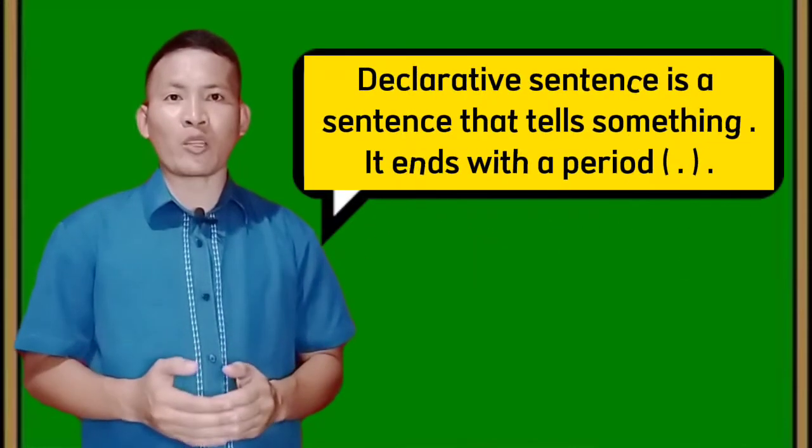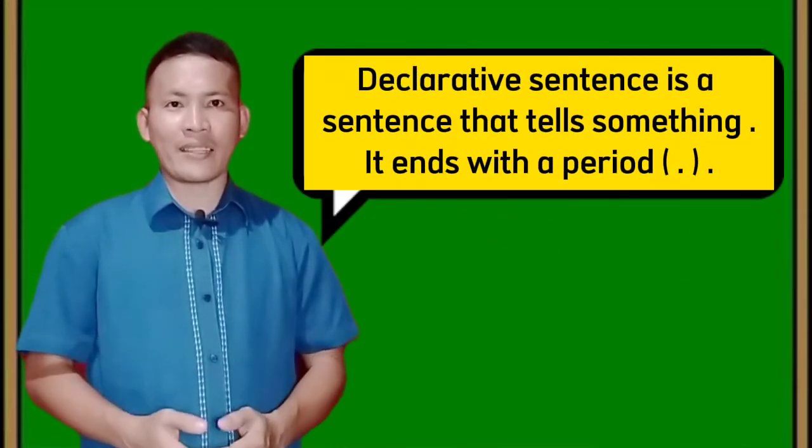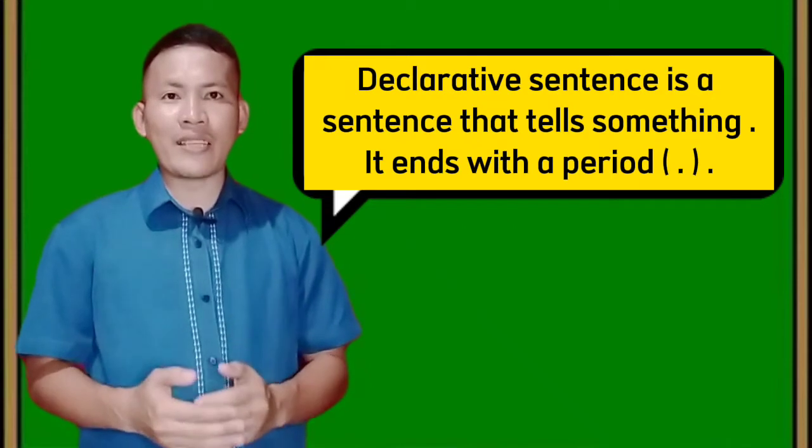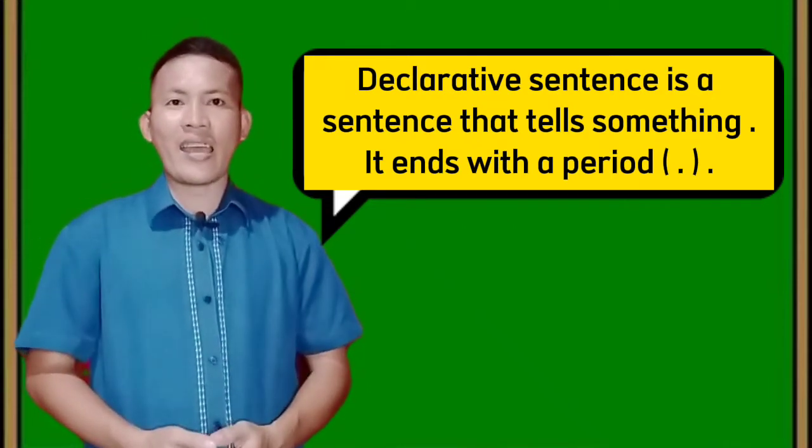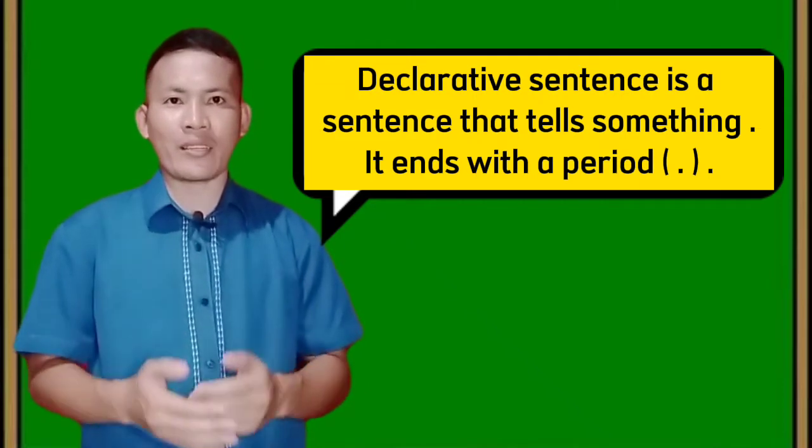Now we know what a declarative sentence is. A declarative sentence is a sentence that tells something, and it ends with a period. So I have here some examples of declarative sentences.